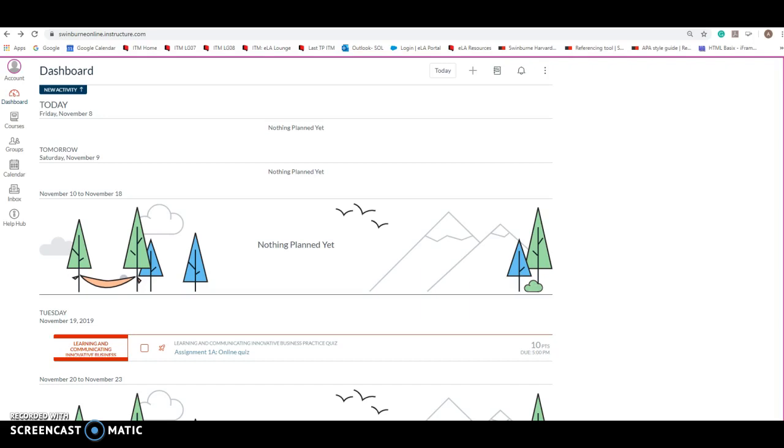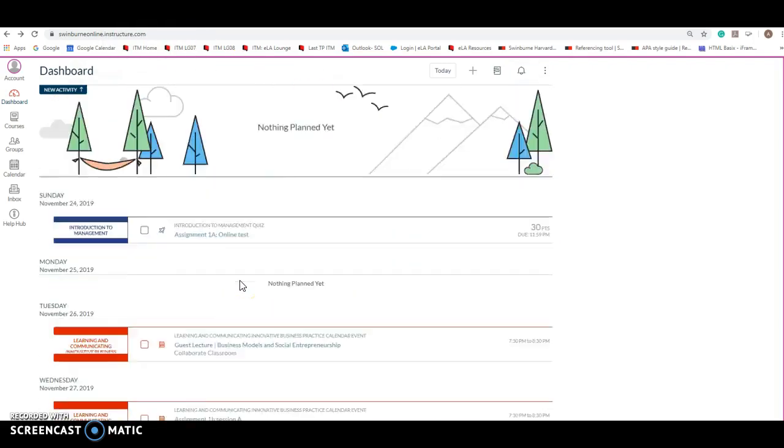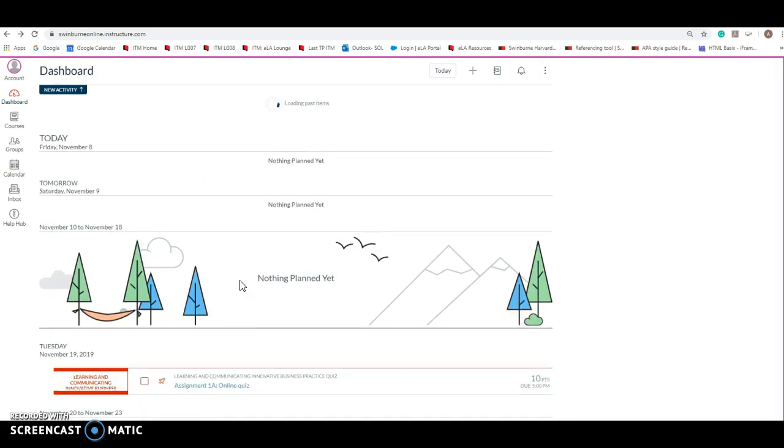So what you need to do is when you log in and your dashboard comes up, it provides you with a screen like this. And it gives you a bit of an idea of what is coming up over the week, okay, and moving forward. So it's a really good way to plan it.